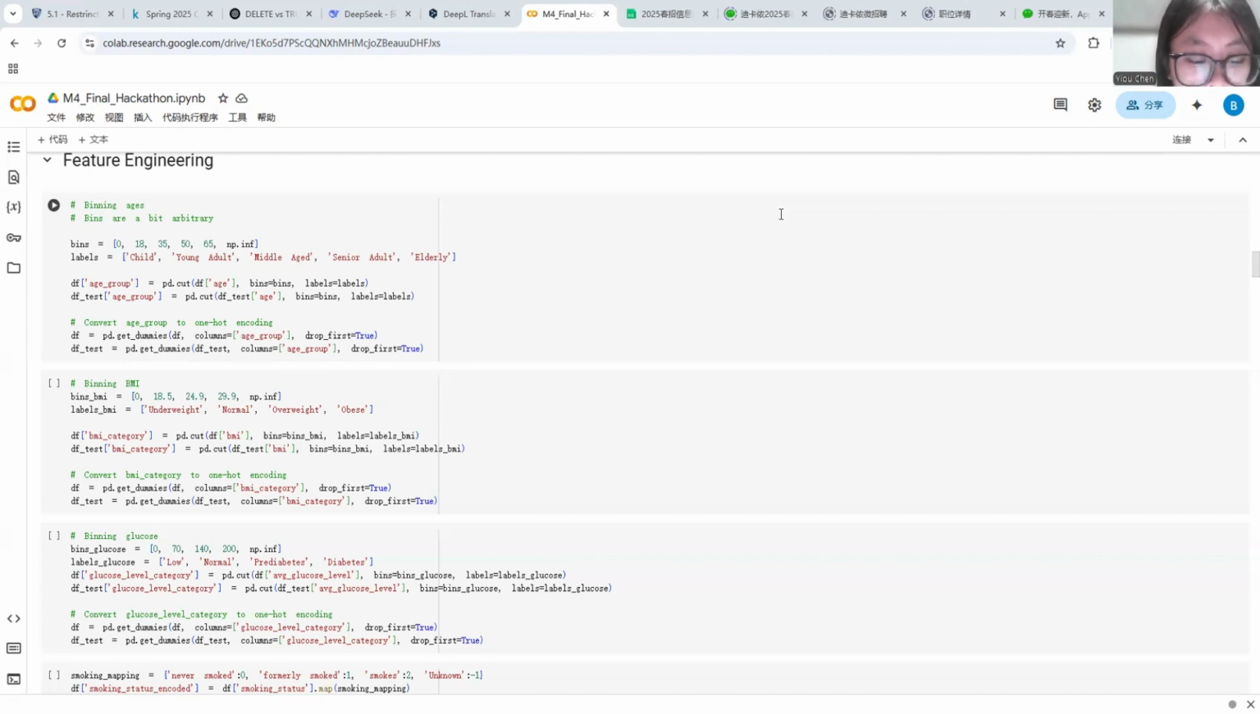Third, we converted categorical variables like work type and smoking status into one-hot encoding to prevent ordinal misinterpretations. Given that the dataset had significant class imbalance, we applied SMOTE to balance the class distribution. This ensured that the model didn't overly favor the non-stroke class, leading to improved recall and F1 score.